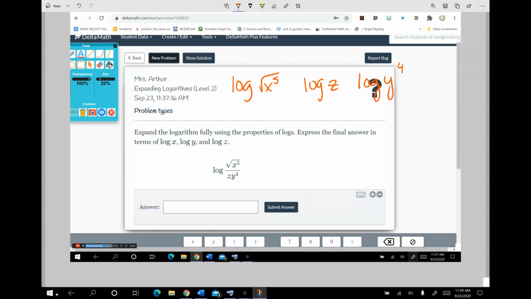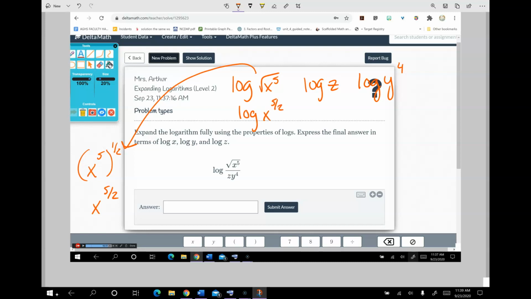All right, I want to talk about this guy right here. Okay, and I'm going to come over here and we're going to do some side work. Remember what I taught you. The square root means x to the 1/2. So let's write that. That's going to be x to the 5th to the 1/2. Well, what's 5 times 1/2? That's 5/2. So I can now rewrite this of log of x to the 5/2.